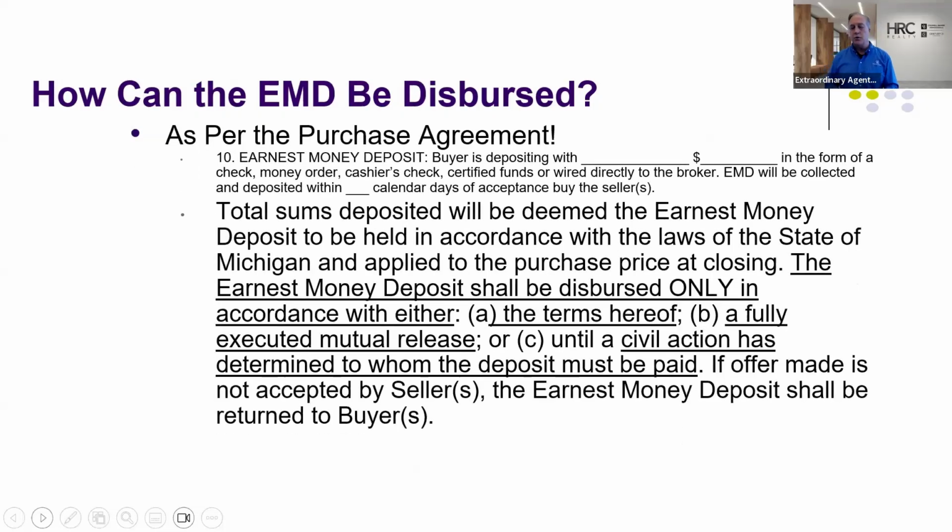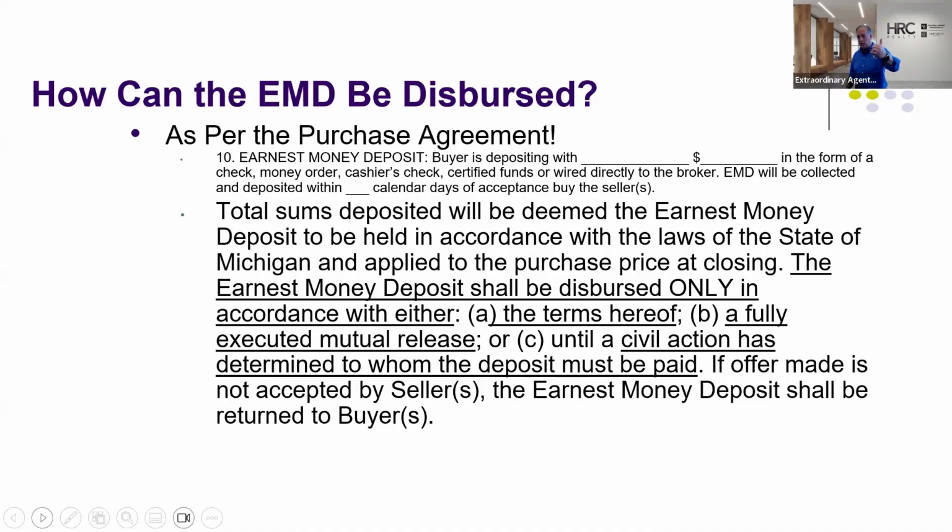Well, here's the rest of what that paragraph says. We're going to treat it through the laws of the state of Michigan applied to the purchase price at closing. It can only be dispersed in accordance with either the terms hereof, otherwise we've met the terms of the purchase agreement, or we need a fully executed mutual release, or a civil action is determined to whom the deposit may or must be paid to. Okay? It's only those three things.